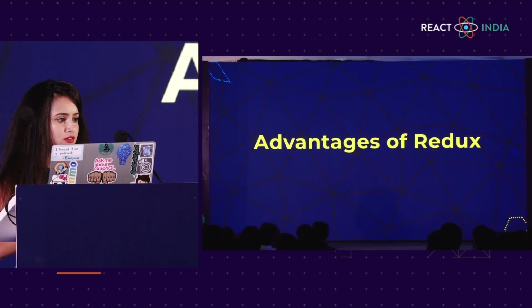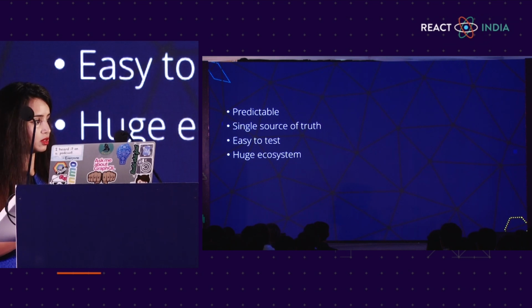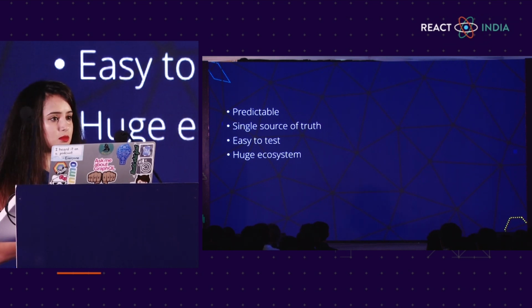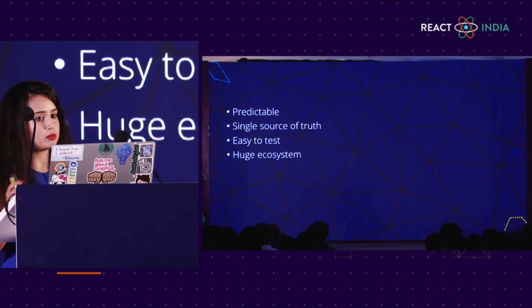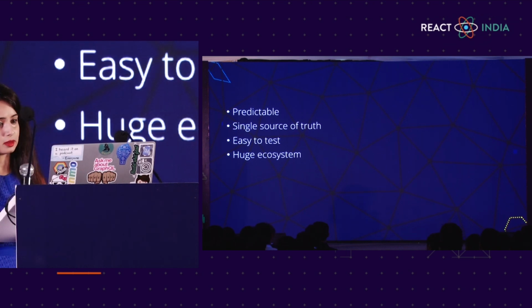Now, the advantages of Redux and why it is popular is because it has the concept of a single source of truth. Store is the place where all of your data sits, and everybody has access to it. And we know exactly what that data might look like at any point of time. So it is very predictable, and it has a huge ecosystem behind it.